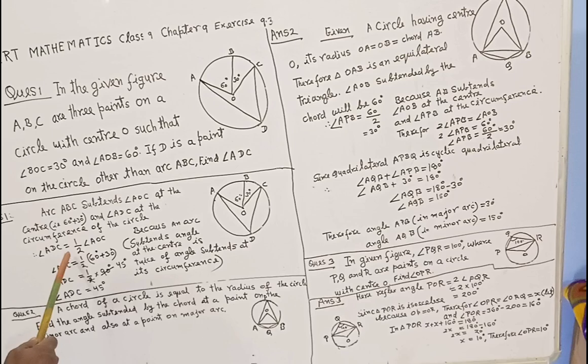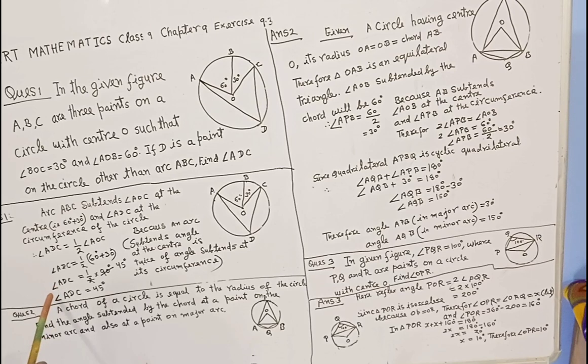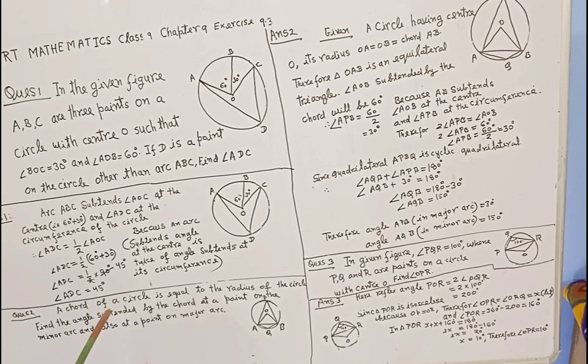Therefore, angle ADC is equal to half angle AOC. Angle ADC is equal to half of (60 plus 30). Angle ADC is equal to half into 90. Angle ADC is equal to 45 degrees. That is the answer.